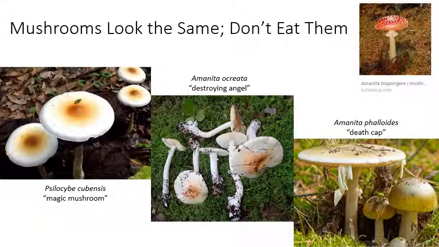And finally, just a note on how mushrooms do look the same, and you should not eat them just because you found them and you think you know what they are. So in the corner here, we have Amanita bisporigera, which usually is kind of a generic white-looking mushroom, but this particular individual is looking basically like the Amanita muscaria. But it's much, much more toxic. This is also sometimes called a destroying angel mushroom.